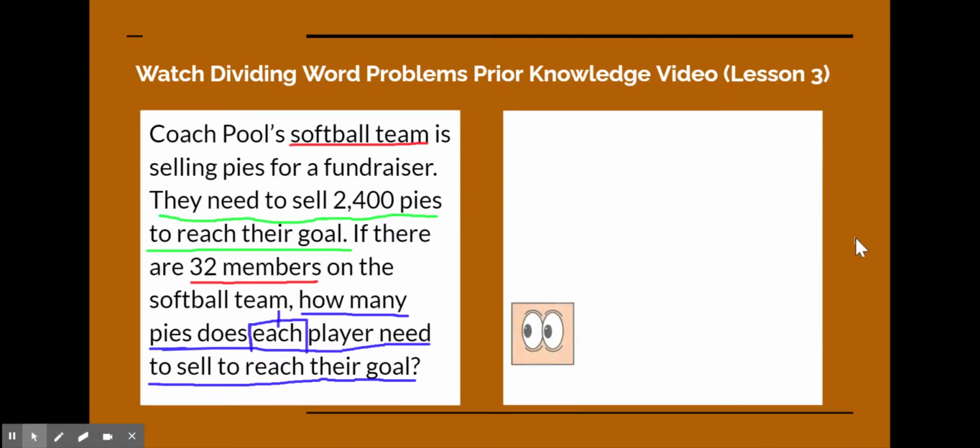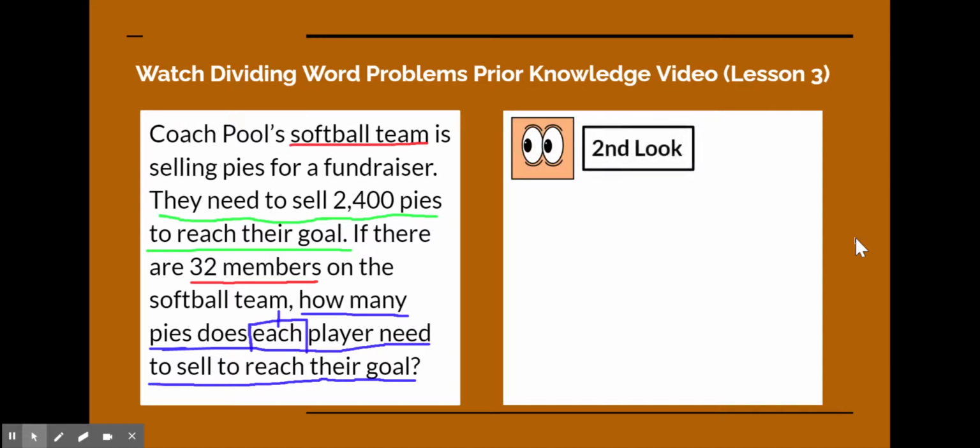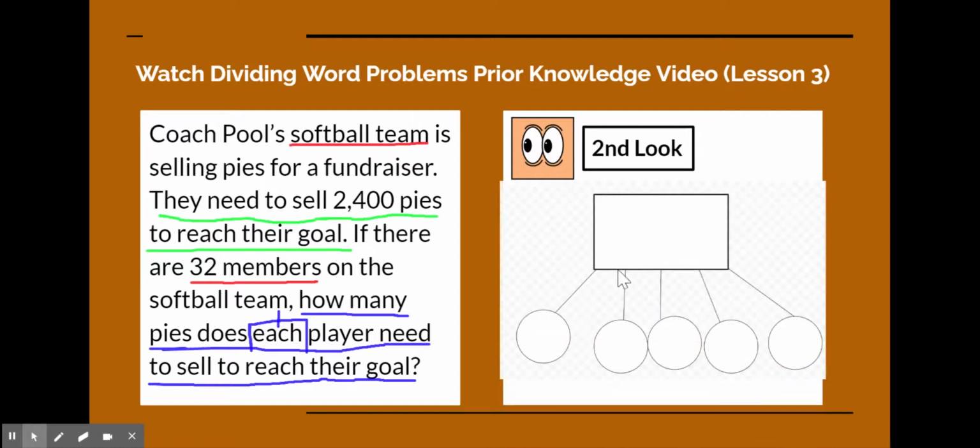Now let's look at our second look. Coach Pool's softball team is selling pies for a fundraiser. They need to sell 2,400 pies to reach their goal. If there are 32 members on the softball team, how many pies does one player need to sell to reach their goal? So we are making a division model, starting out with the total amount of 2,400 pies.